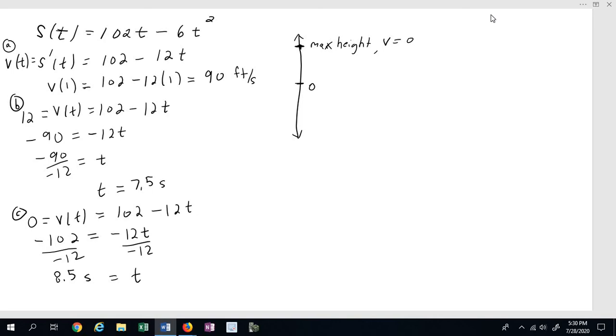Okay, so that's the time it takes for it to get to this spot where it reaches its maximum height. And also that's the point at which the velocity of the object is 0.